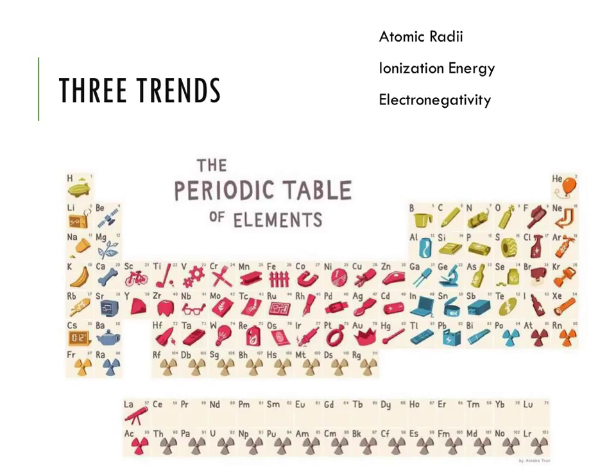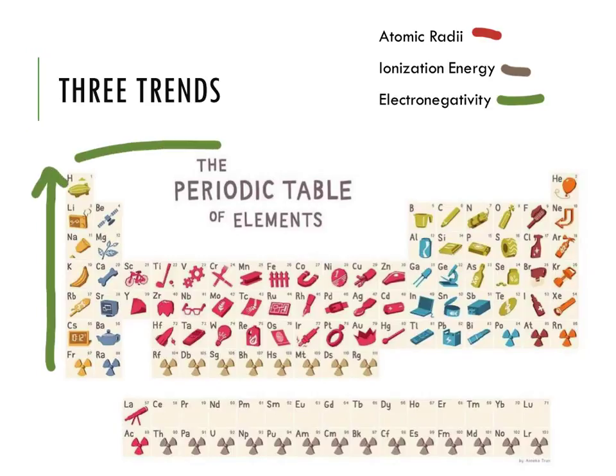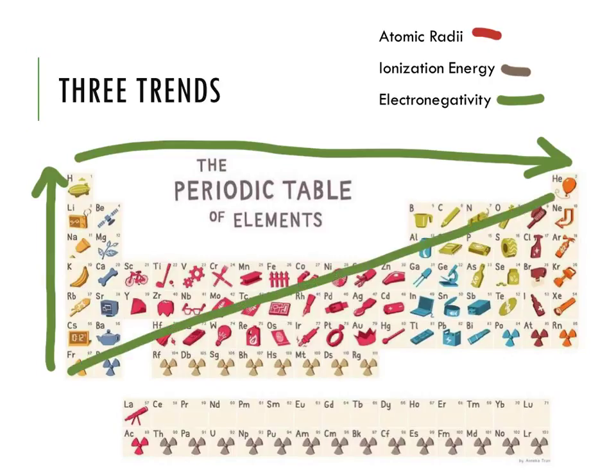In summary, we have three major trends that we talked about today. Those being atomic radii, ionization energy, and electronegativity. Electronegativity increases as we go up the periodic table and left to right across the periodic table. There's an overall trend from francium up to fluorine. Fluorine having the greatest electronegativity.